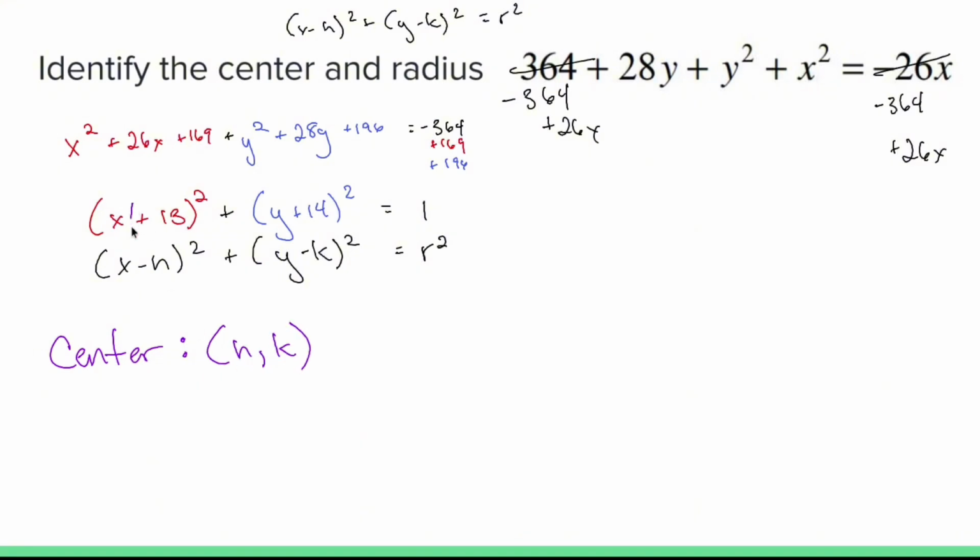If negative h is positive 13, then positive h is negative 13. And I wrote down h again. Silly me. As you can tell by the nasally voice, I'm dealing with a bit of a cold.